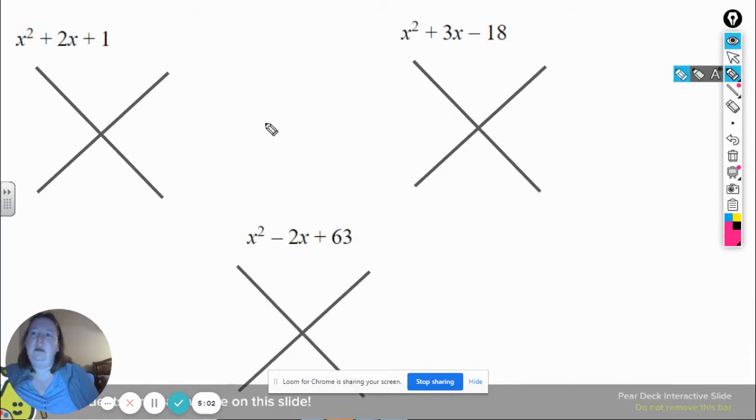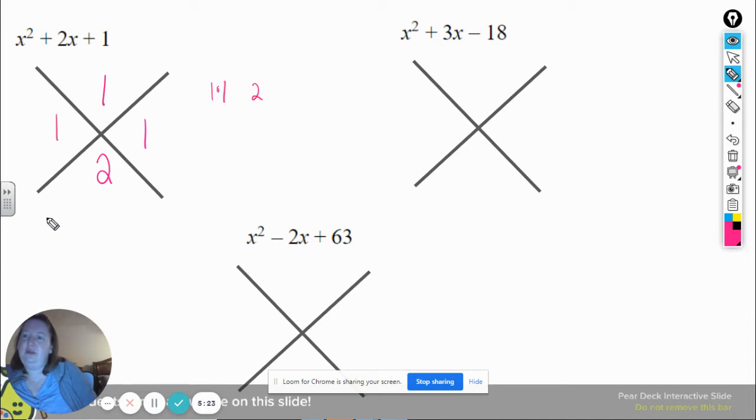Okay. So here I want a product of 1 and a sum of 2. Okay, there's not a lot of things that multiply to get 1. 1 times 1. So that's what it has to be, right? 1 times 1. When I add those together, I get 2. So now I'm going to write my factors. So I have x and x, and it was a positive 1 both times.